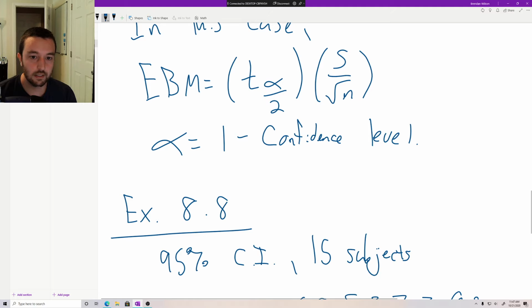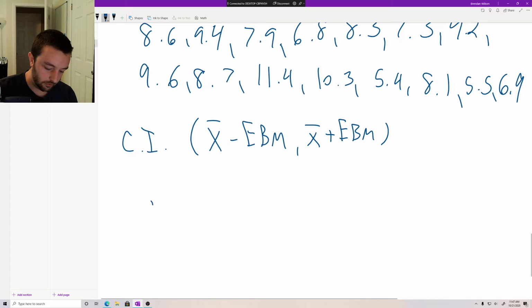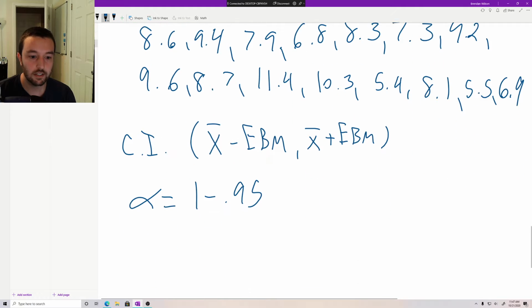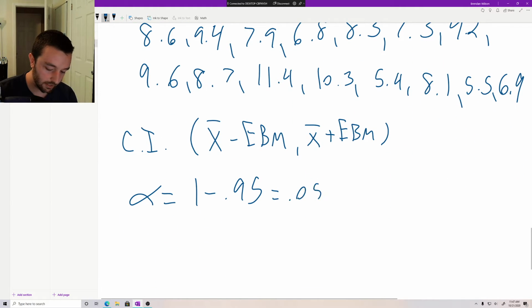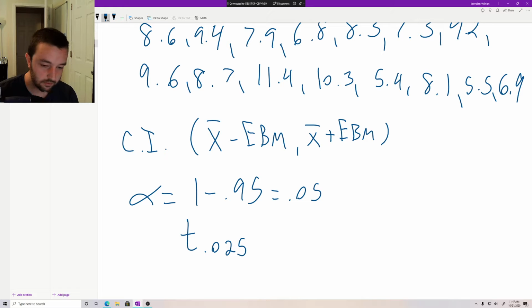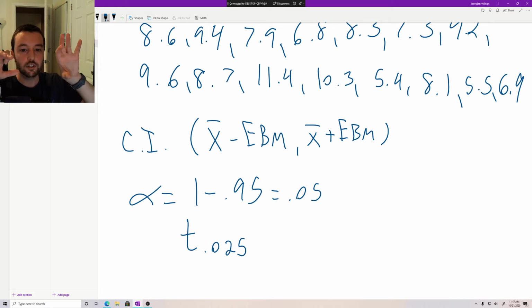So we're going to need the sample standard deviation, and we're going to need our t-value. First of all, alpha is 1 minus 0.95 because this is a 95% confidence interval, so it's 0.05. So we're looking for t 0.025, right? This is just like before, where in the t distribution tails you'd have 5% of the data left over in the non-shaded region. And so in each tail, you'd have 2.5%, and we're just looking at one of the tails.